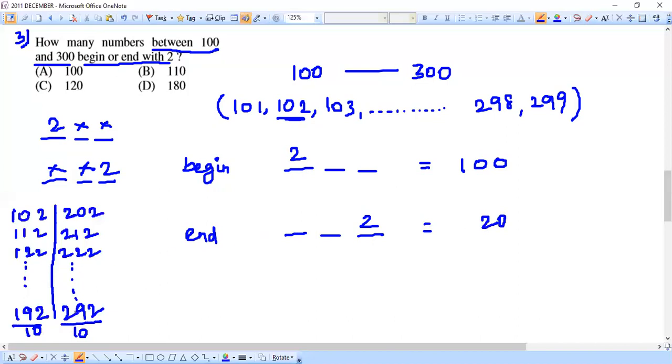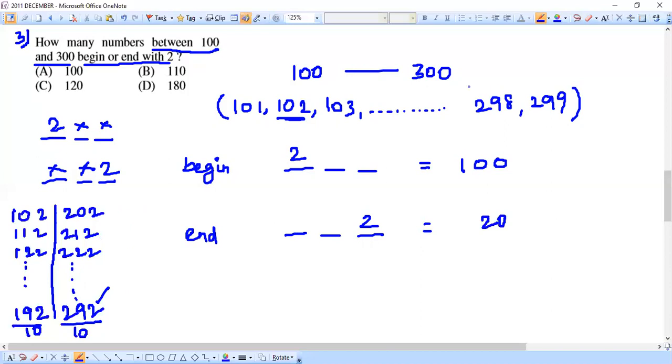Now think this, we need not exceed this 292. What happens if we exceed it? What will be the next number? We will now have to enter the 300s family. Do you understand this? So just after 292, my very next number that will be coming in the list is 302, 312, 322. The list goes like that.